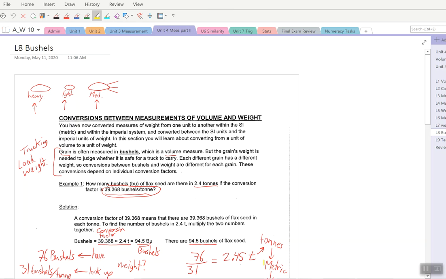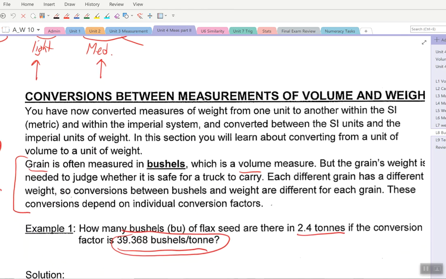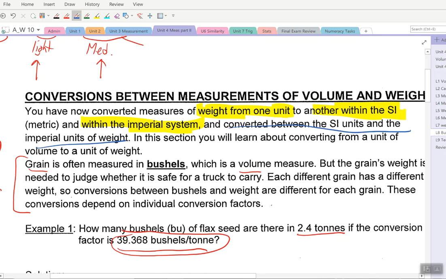Okay, so today we're going to look at conversions between measurements of volume and weight. This one is a little bit confusing. So what we've done is go from weight of one unit to a weight of another within the SI and within the imperial system. Then what we just looked at is converting between the two systems. Okay, so now what we're going to do is convert from a unit of volume to a unit of weight. That's getting a little weird. So we're going from volume to weight.